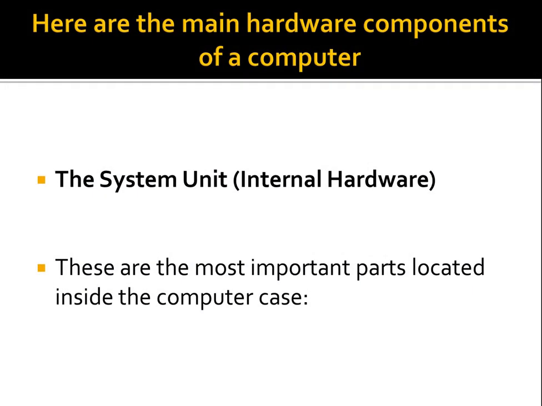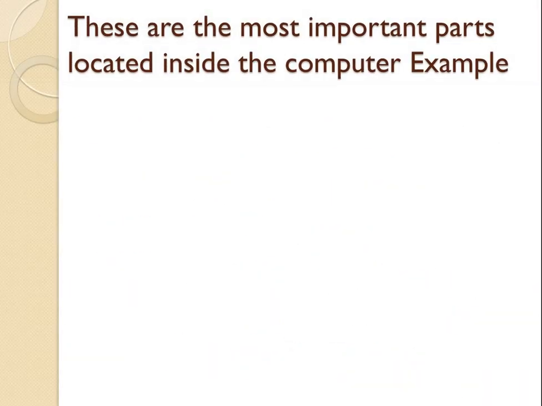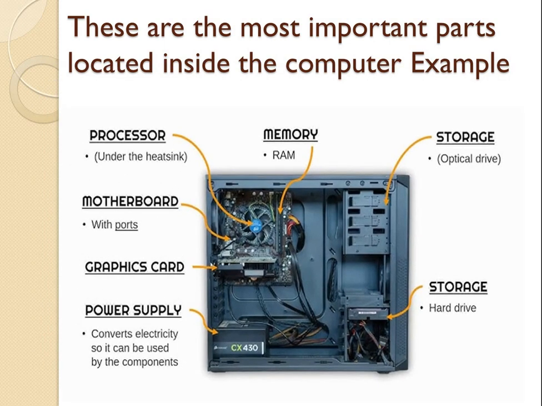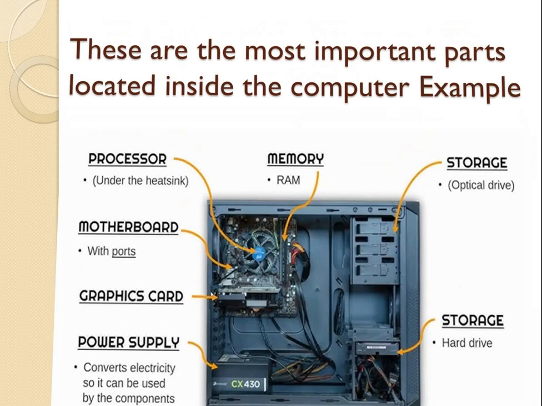Here are the main hardware components of a computer. The system unit, internal hardware. These are the most important parts located inside the computer case. Example: processor, under the heatsink. Motherboard, with ports. Graphics card. Power supply, which converts electricity so it can be used by the components. Memory, RAM. Storage, optical drive.